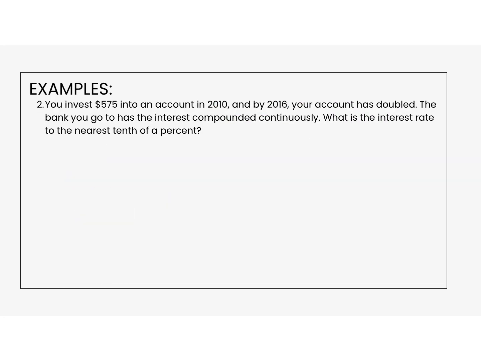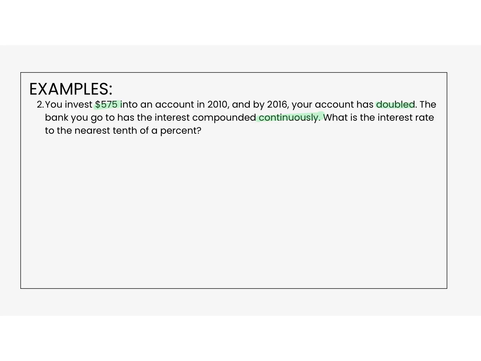All right. In this next one, it says you invest $575 into an account in 2010, and by 2016, your account has doubled. The bank you go to has the interest compounded continuously. What is the interest rate to the nearest tenth of a percent? So first, let's identify what we know. We invest $575 in 2010, and by 2016, your account has doubled. The bank has the interest compounded continuously. What is the interest rate to the nearest tenth of a percent?